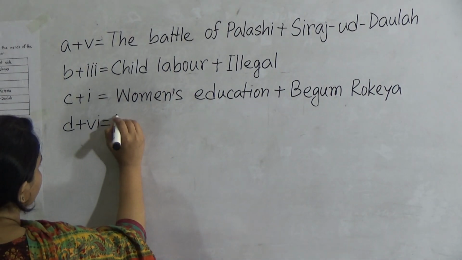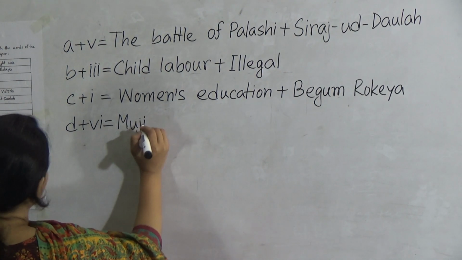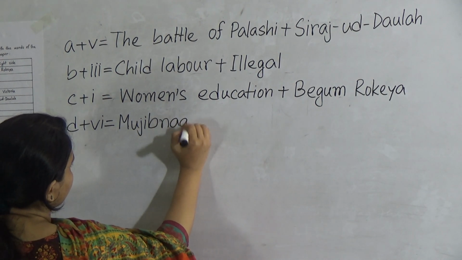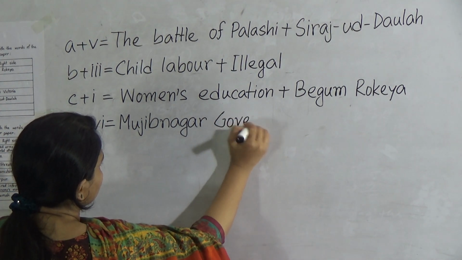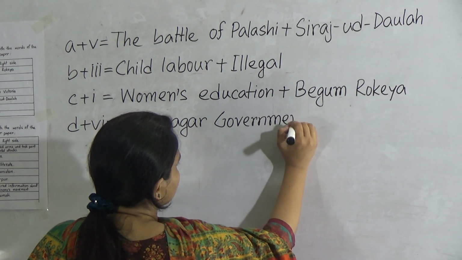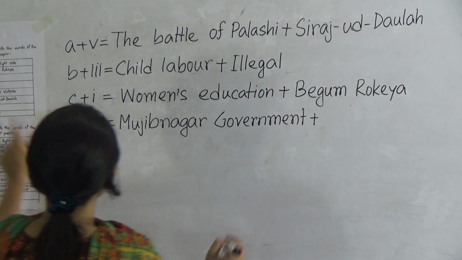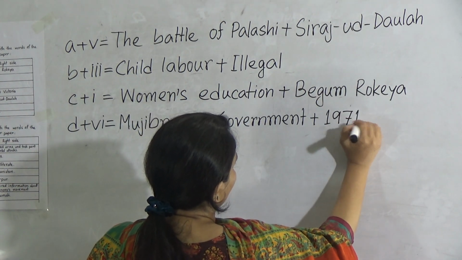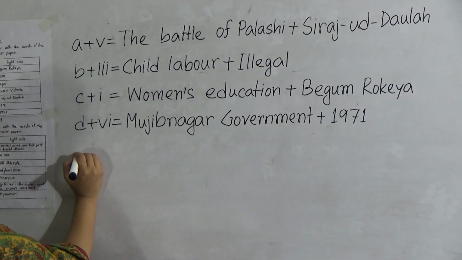At first we will write Mujibnagar government because it is given in the left side. Mujibnagar government. Then plus sign. And what is the number 6? 1971. Now it's done. Now we will go to number E.